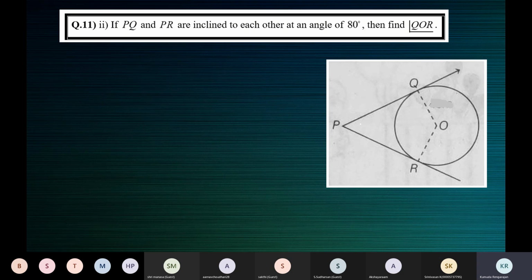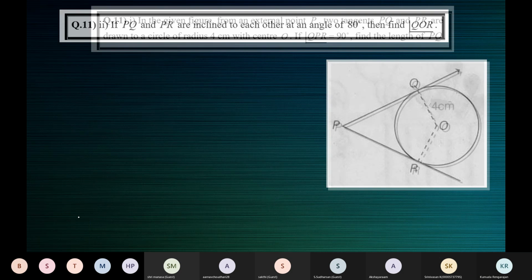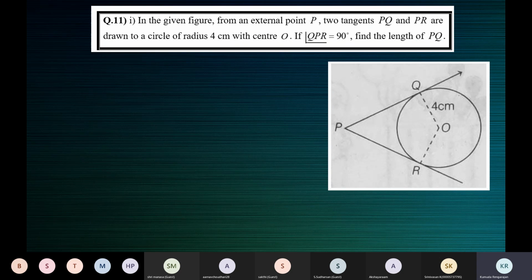Okay, so here since this is 80 degrees, PQ and PR are inclined to each other. That is, the angle between them is 80 degrees. PQ and PR are inclined to each other at an angle of 80 degrees. Find QOR. So this is 100 degrees. All right, good. Answer this question.